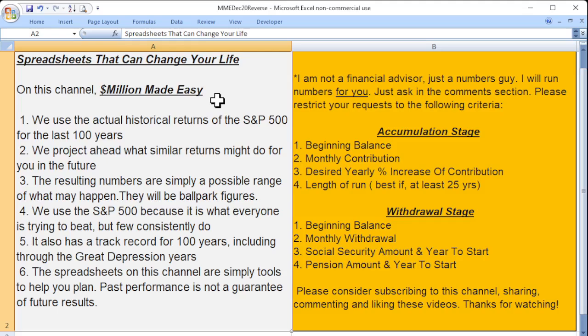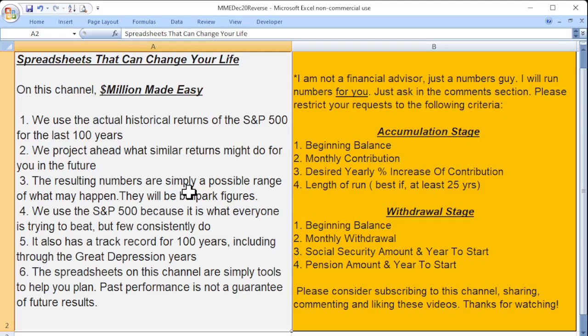On this channel, we create all kinds of different spreadsheets to help you answer your questions of where you might be in the future. We use the actual historical returns of the S&P 500 for the last 100 years, which includes the depression years, and we simply project ahead what similar returns might do for the future. They won't be exact, but the resulting numbers are simply a possible range of what may happen.